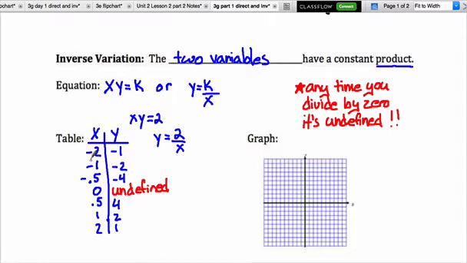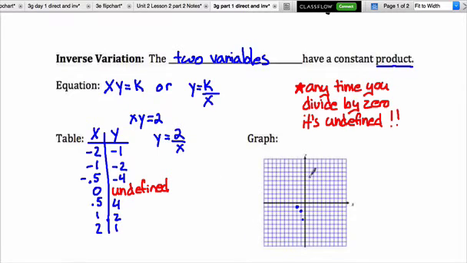So let's go ahead and plot these points here. Negative 2, negative 1. So negative 2, negative 1 is right there. Negative 1, negative 2. And then 0.5 is kind of right here in the middle, and then it's going to bring me down to negative 4.